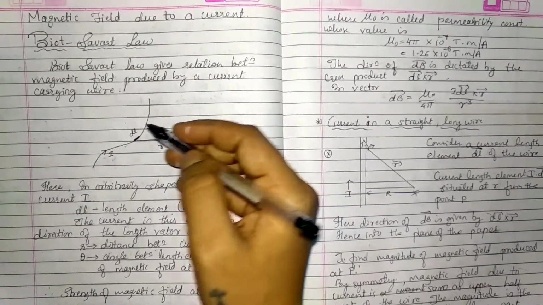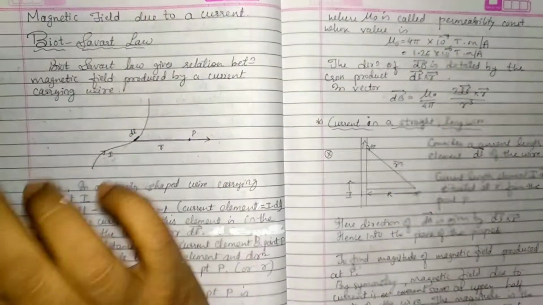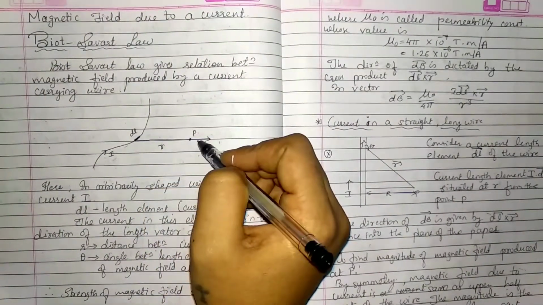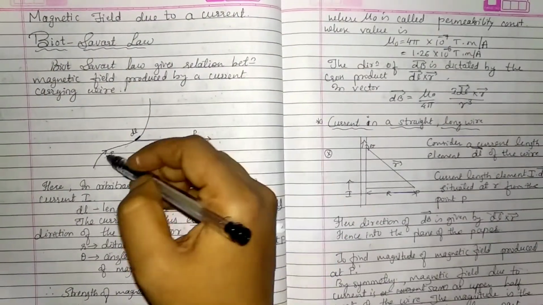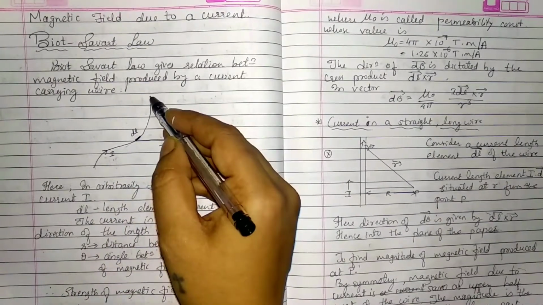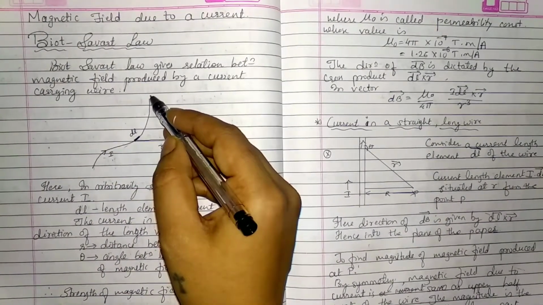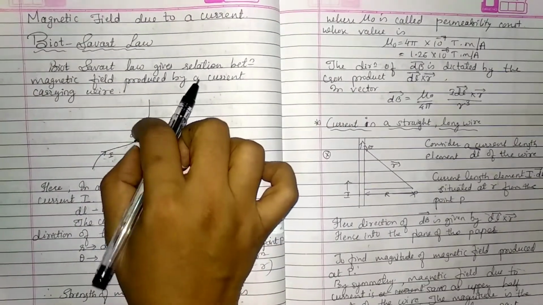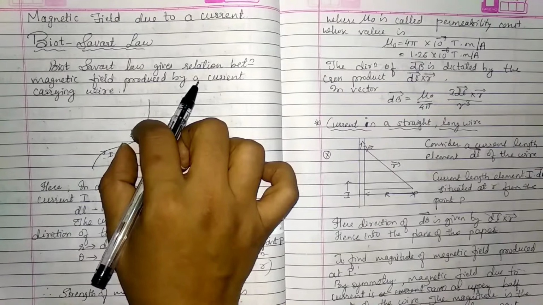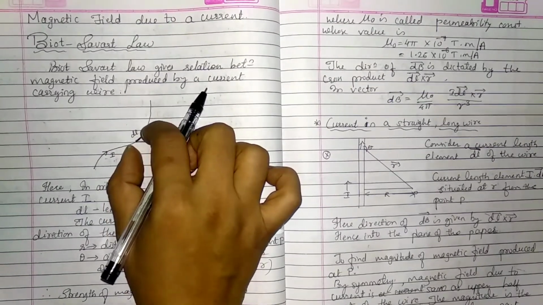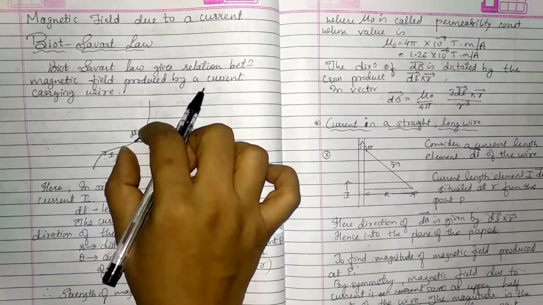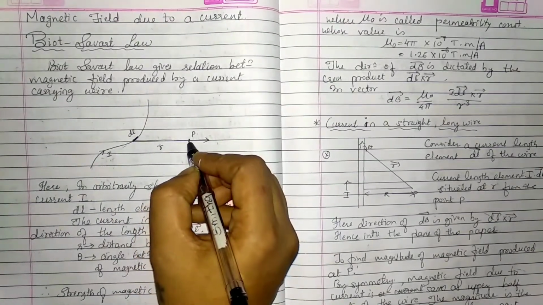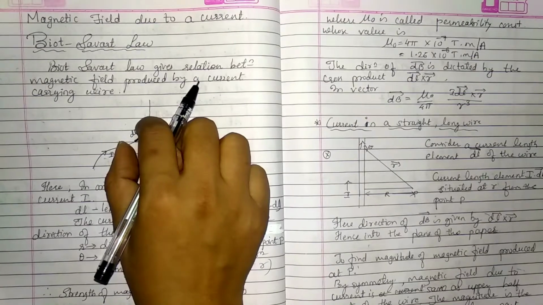That means Biot-Savart's law will not give you the complete magnetic field due to the whole current carrying wire. It gives you a small element. When you consider a small infinitesimal length, it is called an element, a length element. What will be the magnetic field at point P due to this length element?